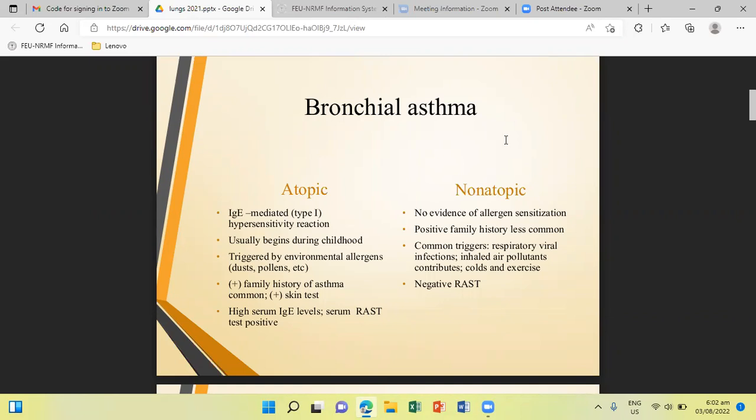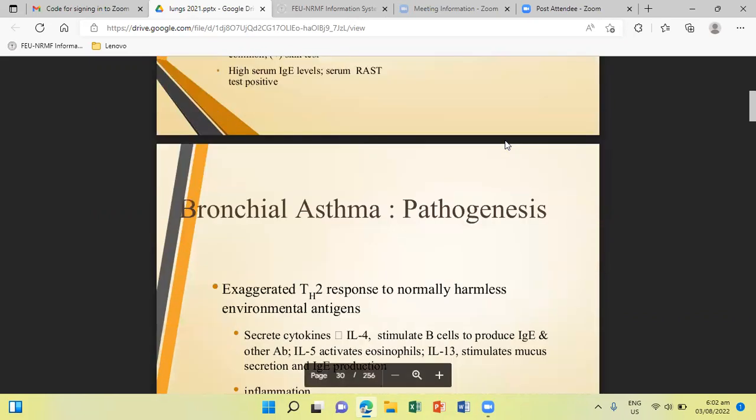On the other hand, non-atopic asthma does not have evidence of allergen sensitization, and so the skin test is usually negative. Unlike atopic asthma, a family history here is less common. Respiratory infections due to viruses are usually the common trigger for non-atopic asthma.